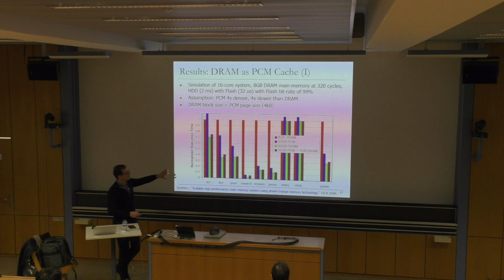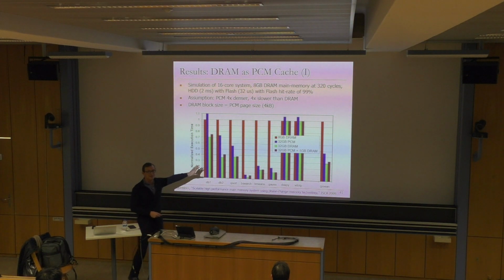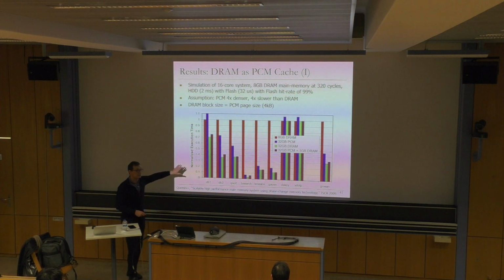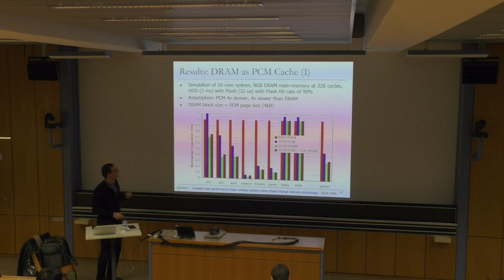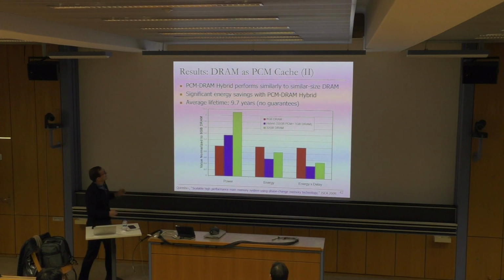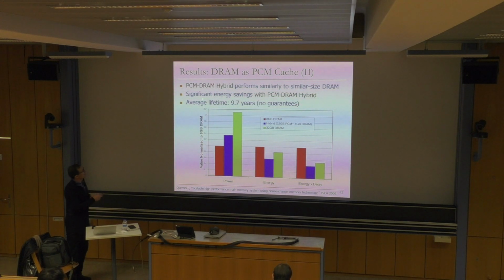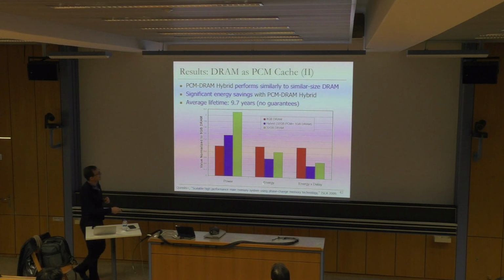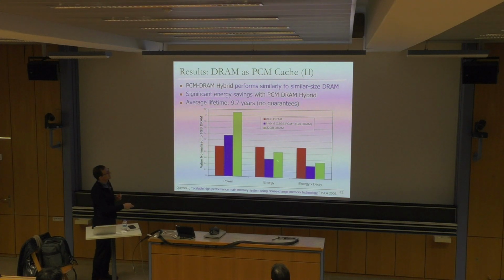I like this study because it takes into account the capacity benefits. Basically, you're getting rid of some page faults in this case. Essentially, the PCM DRAM hybrid performs similarly to a similar size DRAM, but you also get significant energy savings. Let's look at energy over here. This is 8 gigabyte DRAM, this is hybrid, and this is 32 gigabyte DRAM. If you look at energy, you can see that the energy benefits are much higher over here.